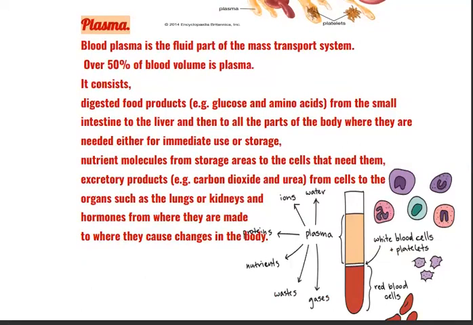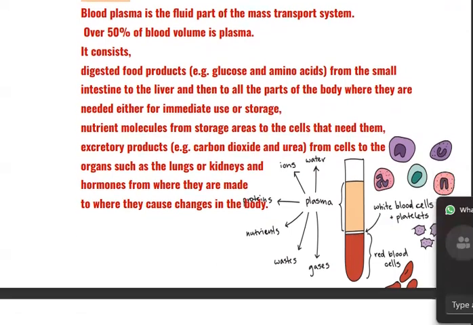It consists of digested food products, e.g. glucose and amino acids, from the small intestine to the liver, and then to all the parts of the body where they are needed either for immediate use or storage. Nutrient molecules from storage areas to the cells that need them, excretory products, e.g. carbon dioxide and urea, from cells to the organs such as the lungs or kidneys, and hormones from where they are made to where they cause changes in the body.